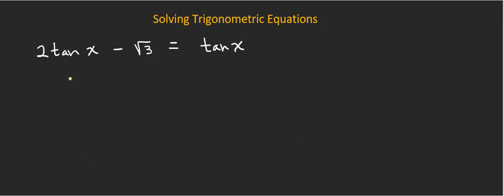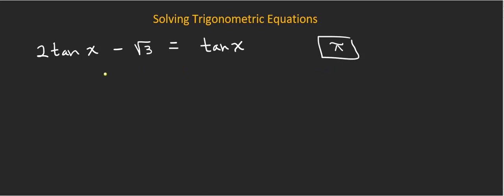Let's take a look at this example. 2 tangent x minus radical 3 equals tangent x. Now, before I start, do you remember the period for tangent x? It's not 2 pi, it was pi. The period for tangent x is pi. And we will need this information later on.